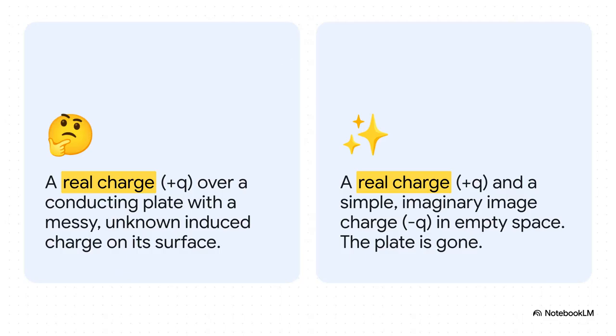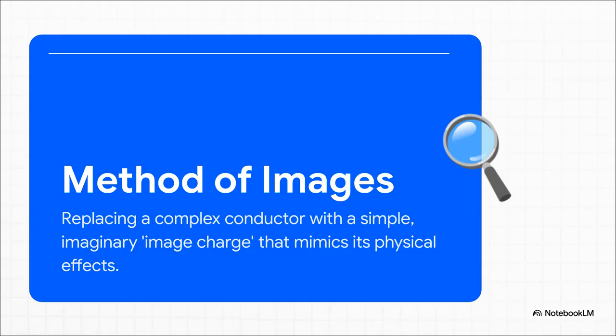And here's the trick. On the left, that's our hard problem, with the real charge and the messy metal plate. On the right, we do something crazy. We just get rid of the plate. Poof, it's gone. And in its place, we put a fake, imaginary, image charge with the opposite sign, located at the exact same distance below where the plate used to be, like a perfect reflection in a mirror. This brilliant swap has a name, the method of images. You're literally trading a complicated physical object, the conductor, for a simple imaginary point charge. And the whole idea is that this fake charge perfectly mimics the effect of the real plate, but only in the space above it, which is the only place we care about anyway.